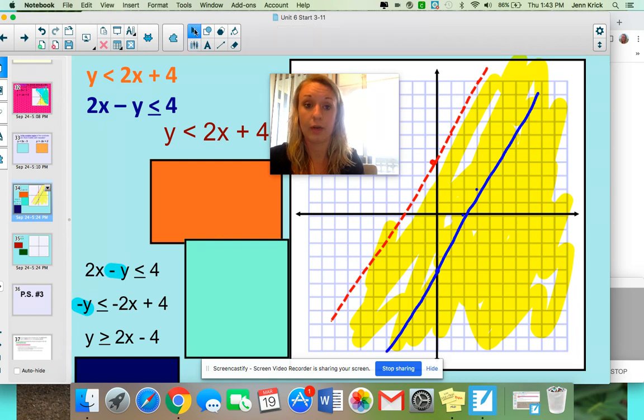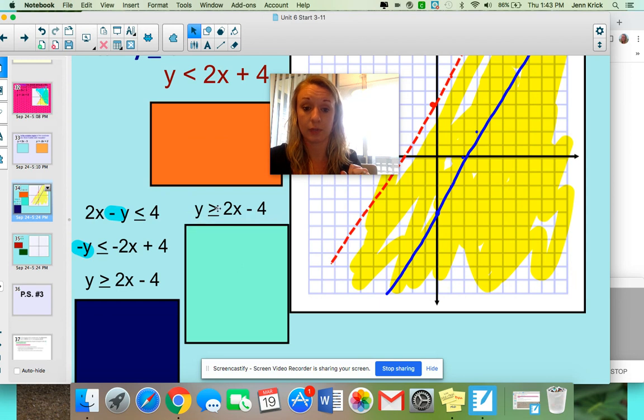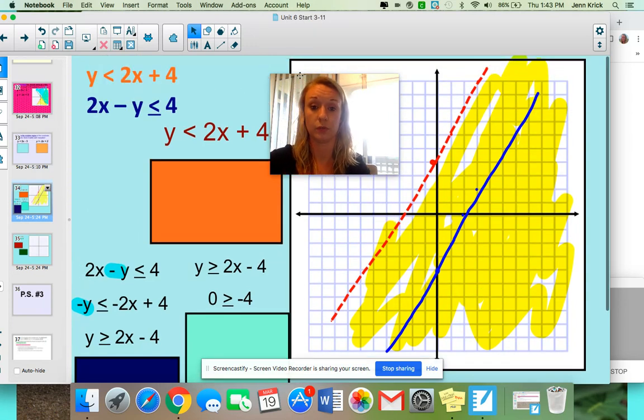All right, now let's plug in our tester pair. Again, let's keep using 0, 0. That's super easy. So here's my original inequality. When you plug in 0 for y and for x, you get 0 is greater than or equal to -4. That is true. It is greater than or equal to -4. So we're going to shade the region that includes the coordinate pair 0, 0.